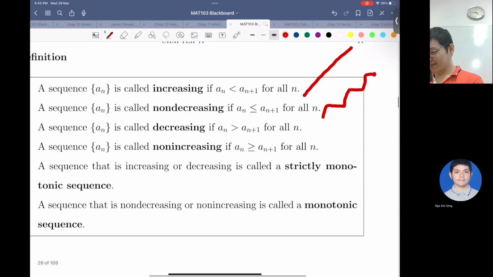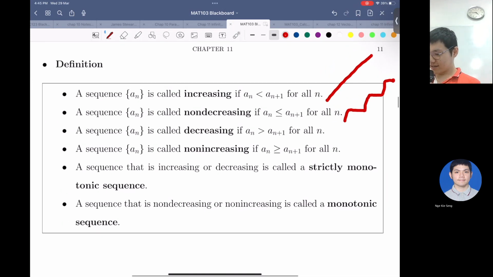Decreasing is going downward. Non-increasing is like going down, maybe stagnant a bit and then going down, something like that. A sequence that is just increasing or decreasing is called strictly monotonic.